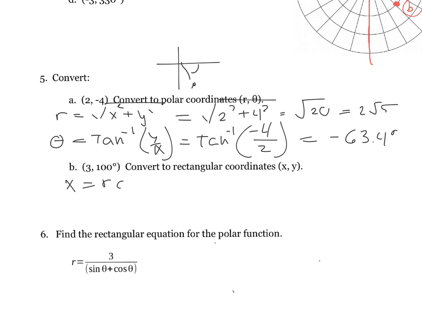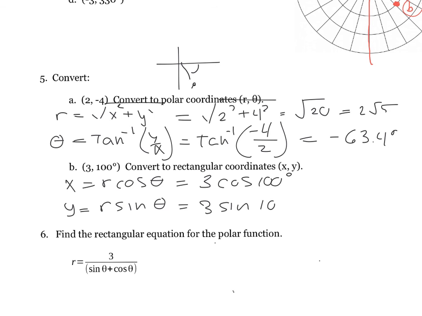x is equal to r cosine of theta. You should know that in your sleep. y is equal to r sine of theta. So all we're doing is plugging in 3 times cosine of 100 degrees, 3 times the sine of 100 degrees. And there isn't actually any thinking to do about this. And then you express it as a point. So the x-coordinate goes first, obviously. And you write it as a pair.